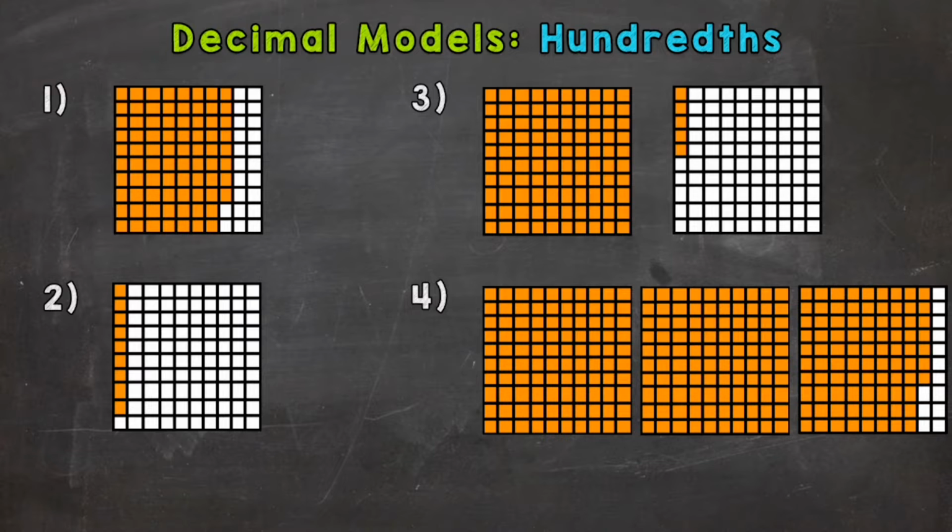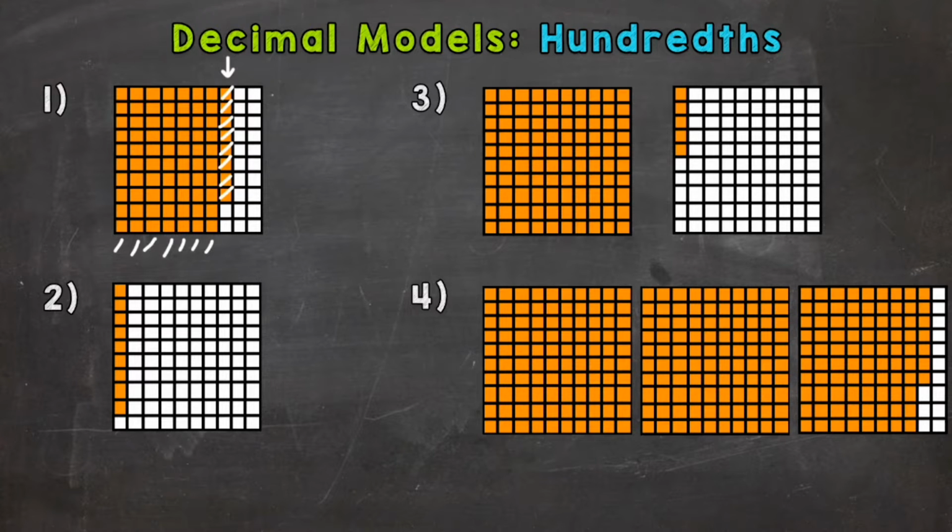So each one of the columns going up and down has 10. So we don't need to count each individual little square or piece. So this would be 10, 20, 30, 40, 50, 60, 70. So now we'll count the individual pieces or hundredths in this column because we don't have a full column of 10 filled in. So this would be 71, 72, 73, 74, 75, 76, 77, and 78. So we have 78 hundredths.